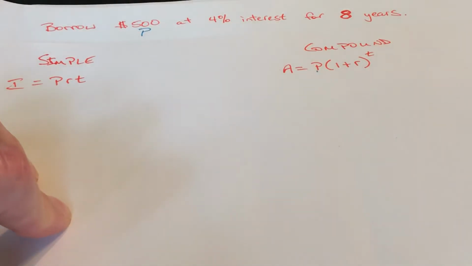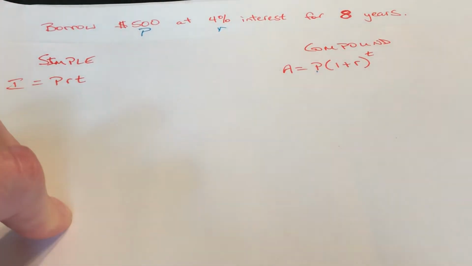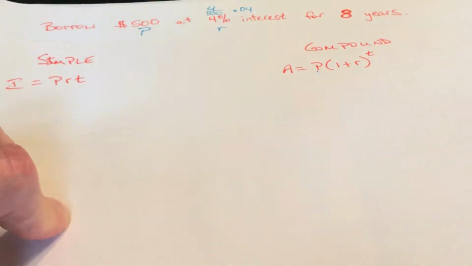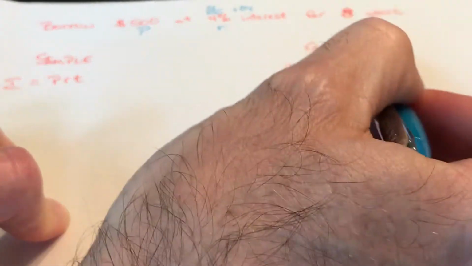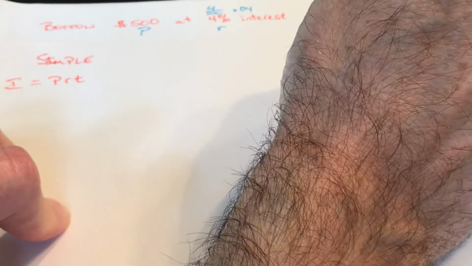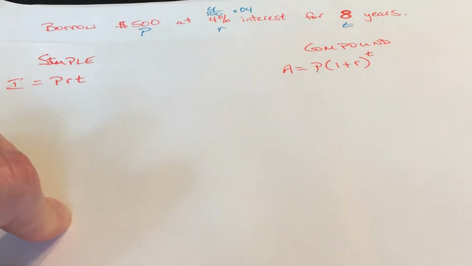So let's go ahead and mark these. This 500 is our principal. The 4% is our rate. We generally want our rate to be written as a decimal, so what we're going to do is take this 4 and divide it by 100, and we'll get 0.04. Our time is measured in years, so the 8 is going to be our T.